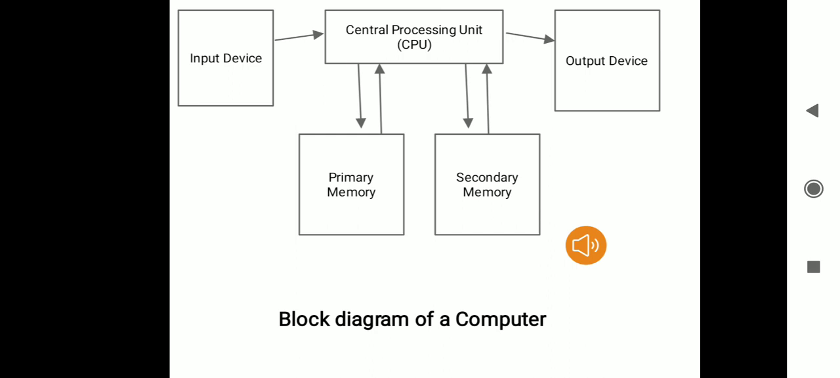During this input process output cycle, the data can be stored in the storage devices such as the primary memory or the secondary memory as depicted by the arrows in this block diagram.